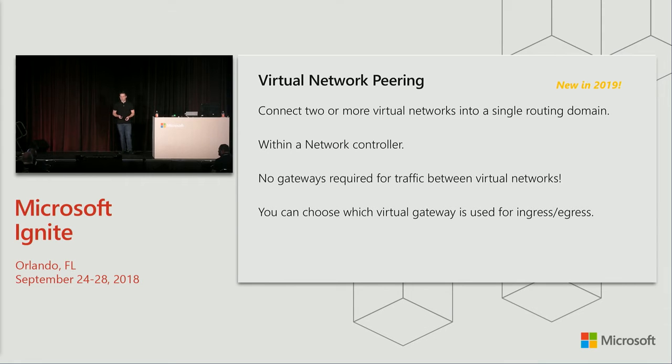It doesn't use gateways. The SDN system and the controller is smart enough to program the host so that VMs sending across these peered networks talk directly to each other. They don't go through gateways, so there's no bottlenecks there either. And when you have two virtual networks, each one can have its own set of gateways. As part of setting up the peering, you will also define which gateway is going to get used for traffic egressing from there as well.